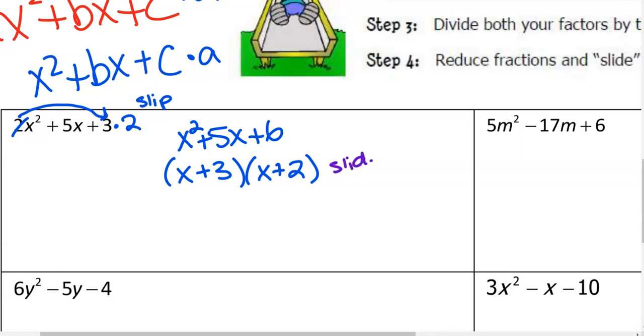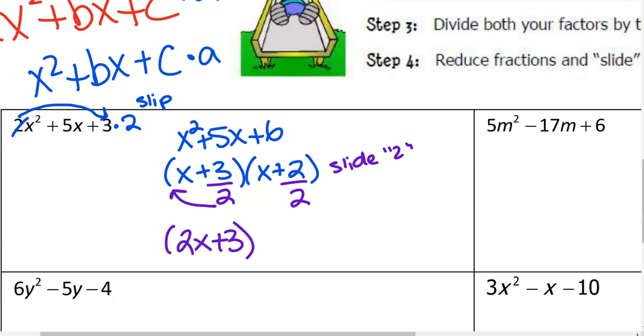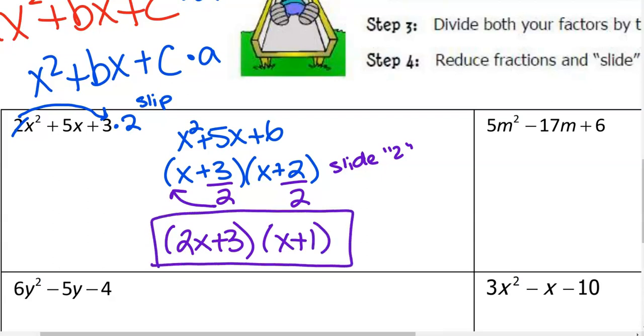Now we have to slide 2 back out. Slide, divide. Divide each piece by that a value. Right? Does 3 over 2 simplify? Yes. Into a whole number? No, it does not. This is the bottoms up part that Hannah was talking about. I say that 2 gets promoted. 2 gets promoted, it gets to move up front. 2x plus 3. Over here, what's 2 divided by 2? 1. Oh, okay. And that's it. That's it. Yep.